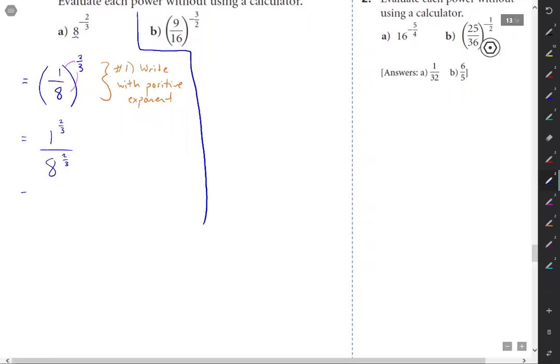And now our third step is we are going to change the fractional exponent into a radical. So remember, the denominator turns into the index. So on the top, we're going to have the third root of 1 squared. And on the bottom, we're going to have the third root of 8 squared. And then I'll just write this step over here. Change fractional exponent to radical.